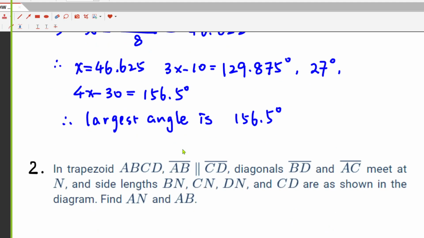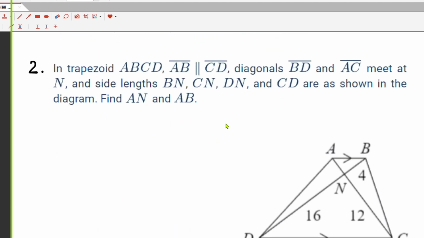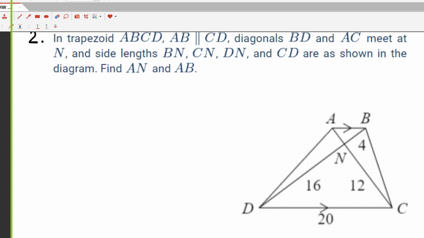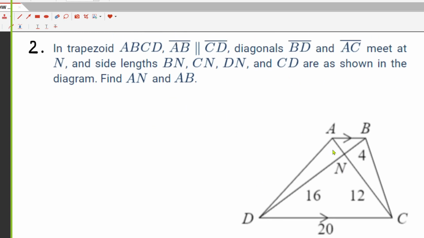Alright, then next one. In trapezoid ABCD, AB is parallel to CD. Diagonals BD and AC meet at point N. And the lengths BN, CN, DN, and CD are as shown in the diagram. Find AN and AB.